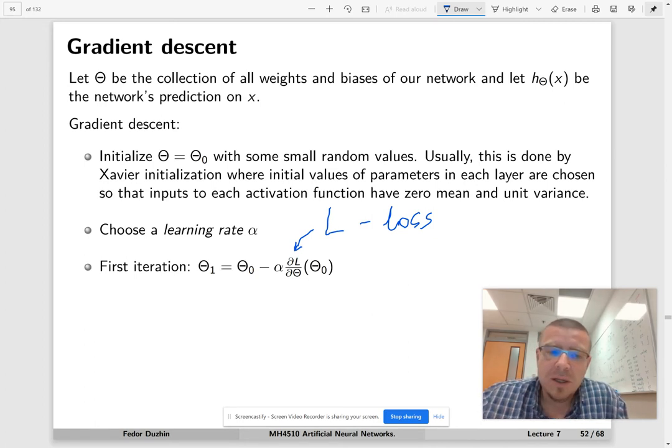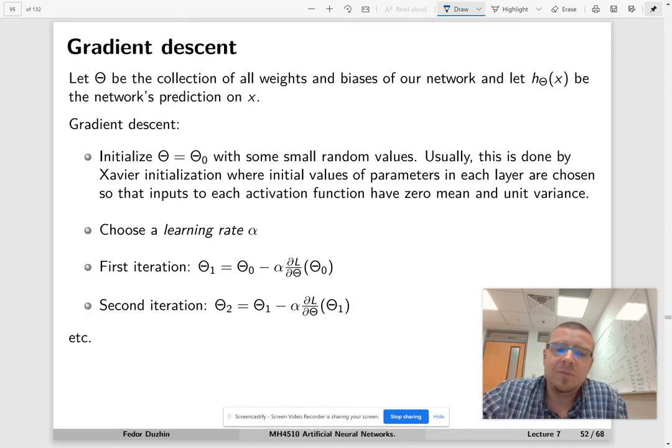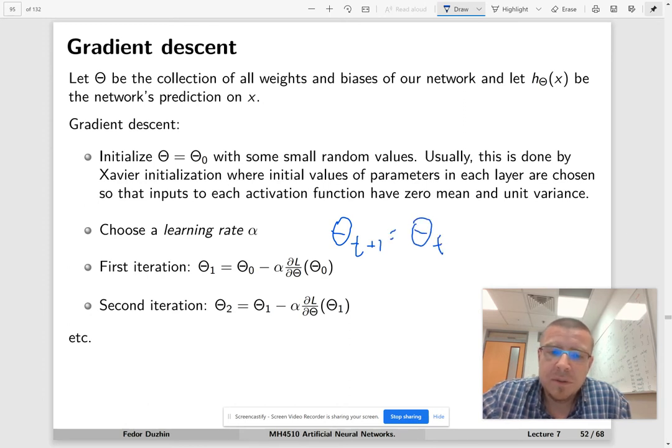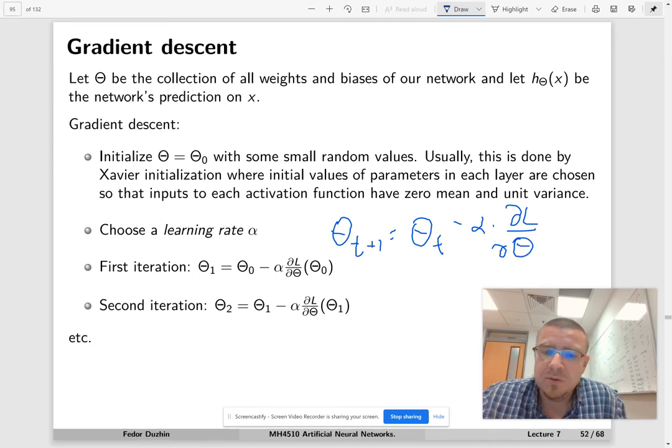be theta 1. Then for theta 2, it's going to be the same thing, only you start from theta 1 and so on. So generally speaking, theta t plus 1 is going to be theta t minus alpha times the vector of partial derivatives of the loss function with respect to theta, evaluated at the point theta t. So this is the update rule for gradient descent.